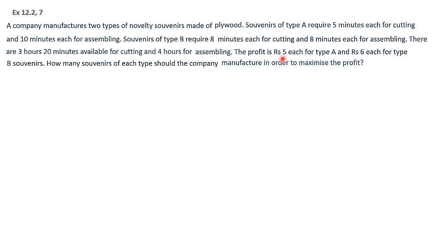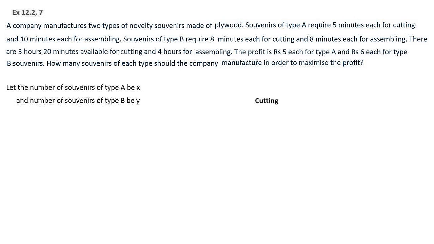Then the profit is rupees 5 each for type A and rupees 6 each for type B. So we have to find out how many souvenirs of each type the company should manufacture in order to maximize the profit. So here the question is to maximize. Let's take the number of souvenirs of type A be X and the number of souvenirs of type B be Y. And let's write down the main points to formulate the constraints.